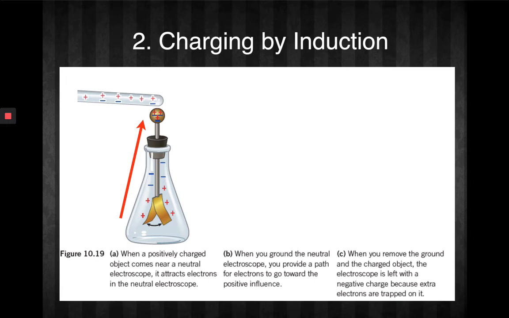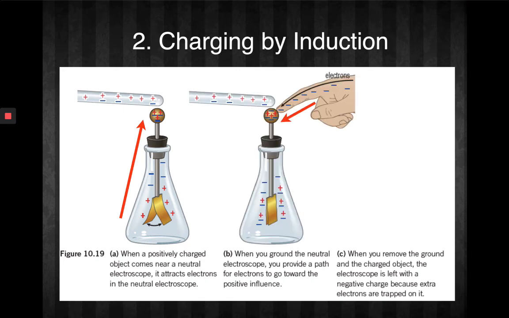So what happens then if we have a positively charged rod charging by induction? We bring our positively charged rod close to our electroscope. What happens then is all the electrons are attracted to the positively charged rod, so they move up our electroscope. This leaves our wings positively charged, so they flare out.